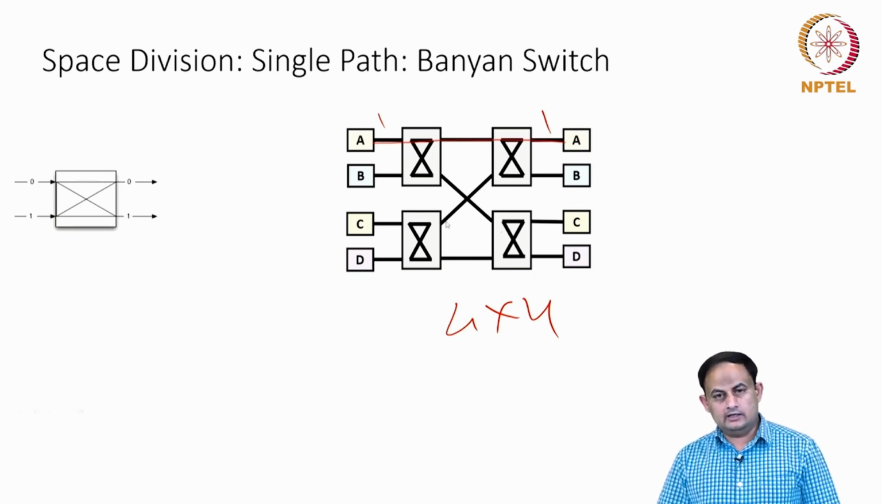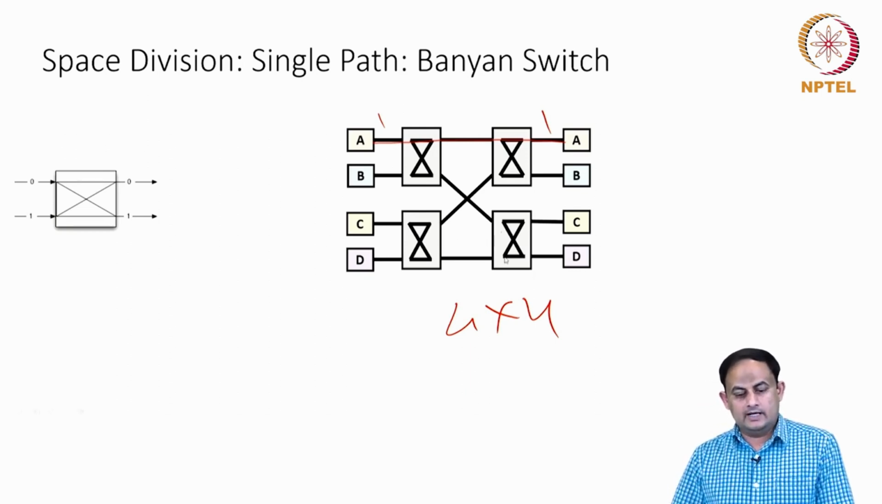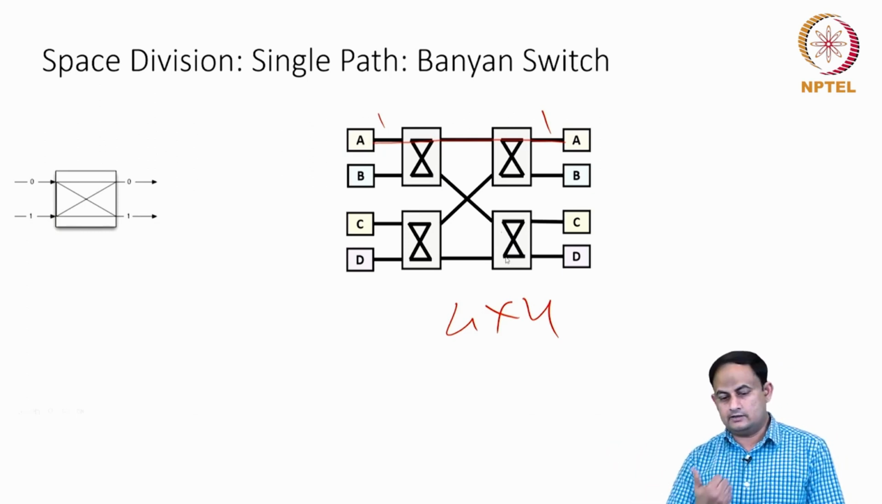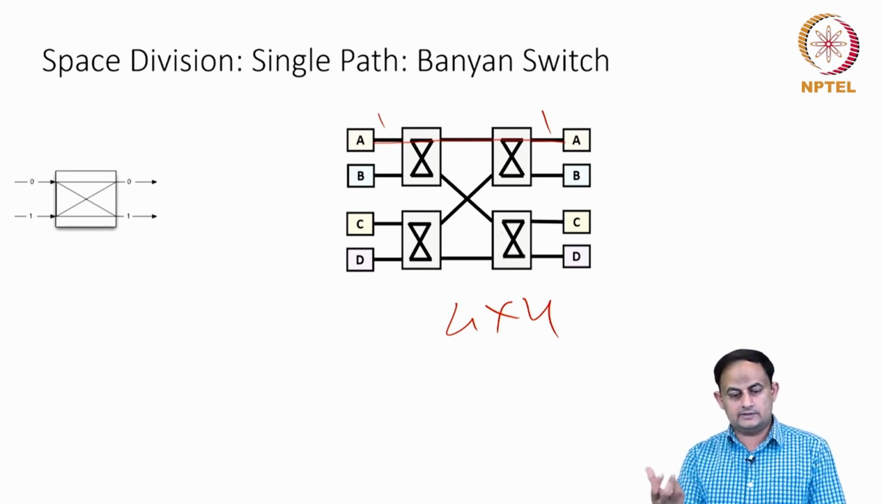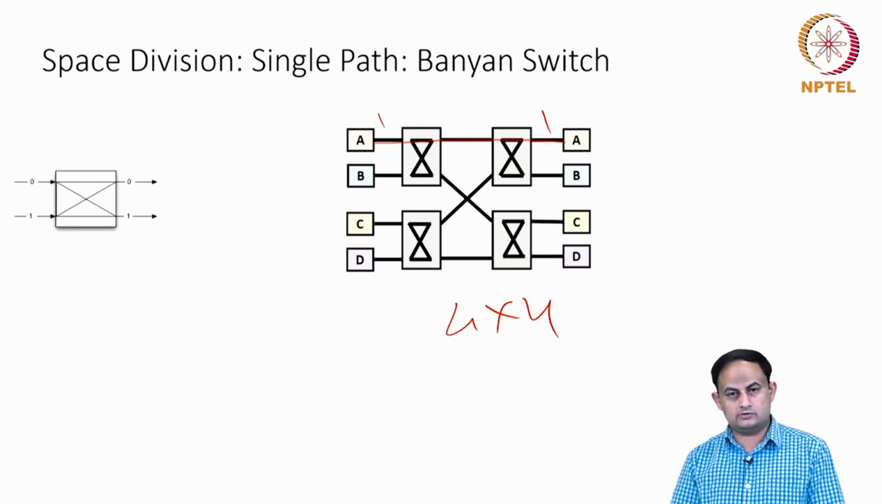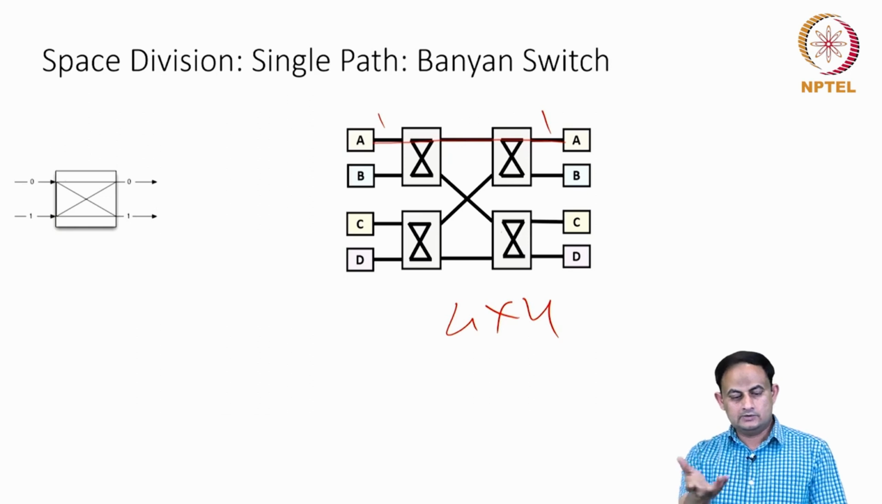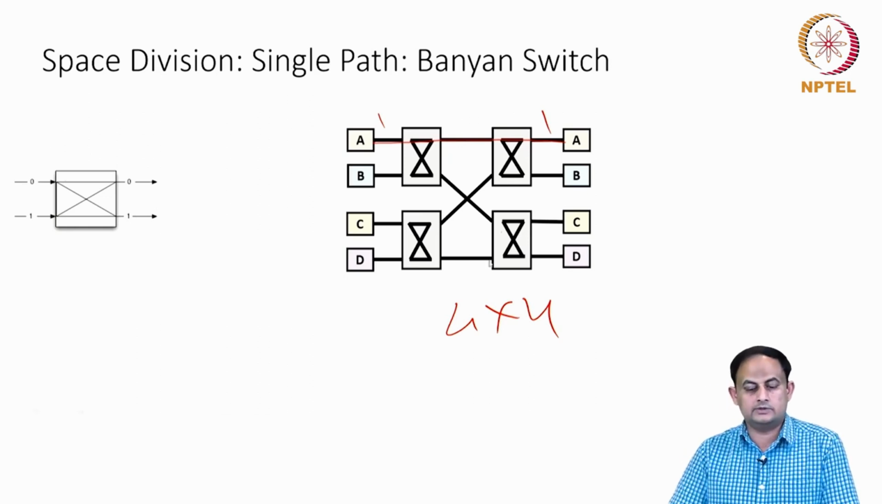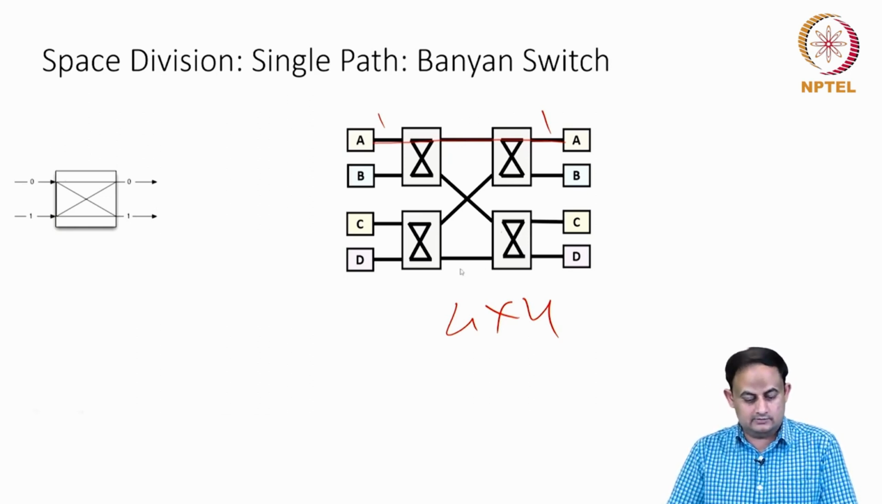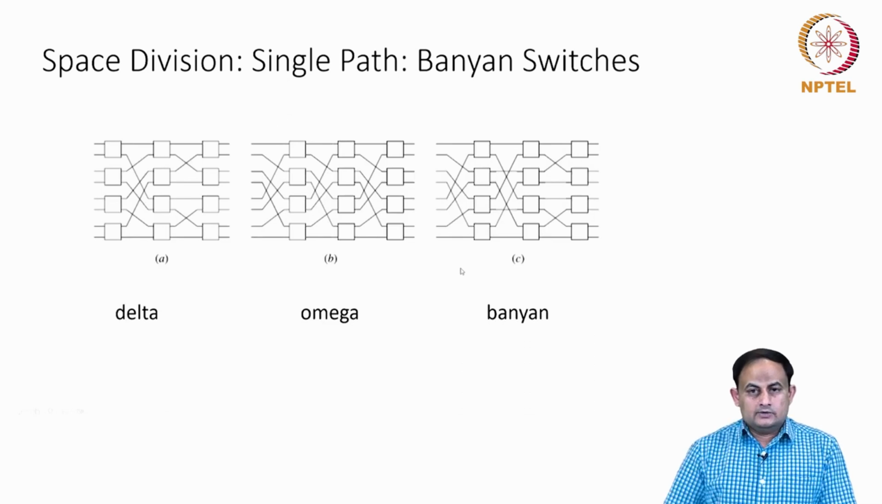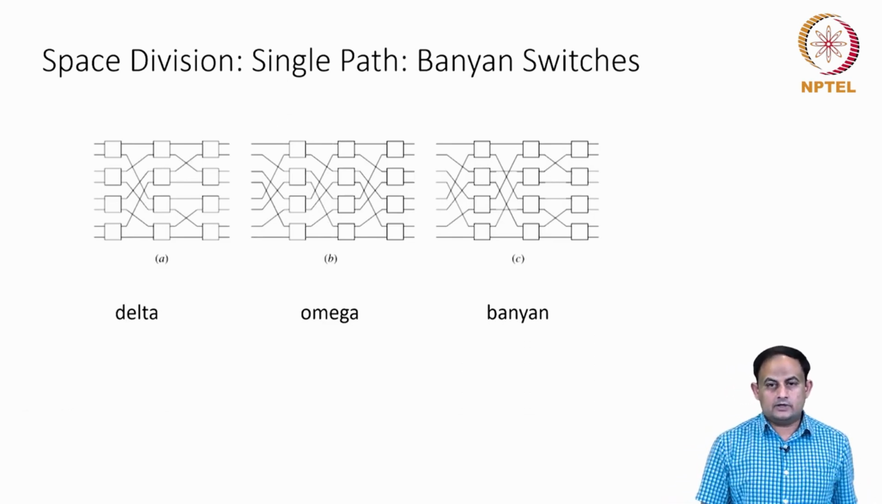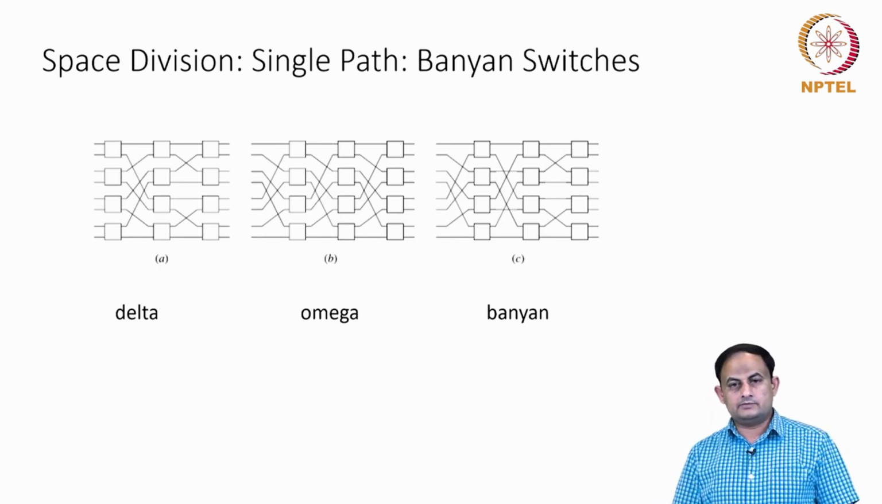But there are other designs available as well. You can make it multi-path using the same design technique, using the 2x2 switch fabric design as a building block. You can also construct multi-path switches. We will take a look at one of those examples in the subsequent slides. So this banyan switch, as I was saying, is a single path switch.